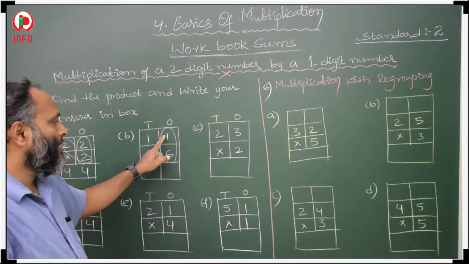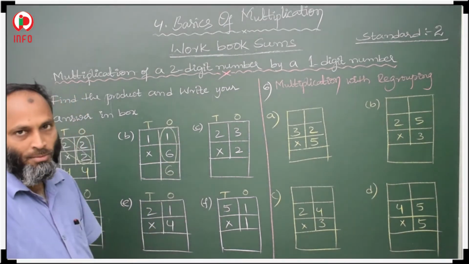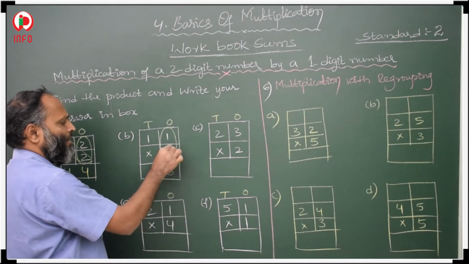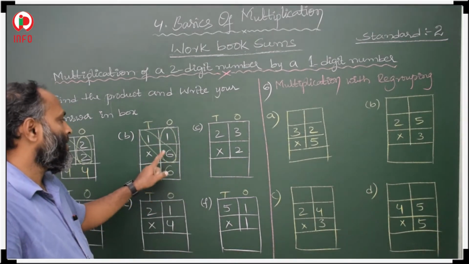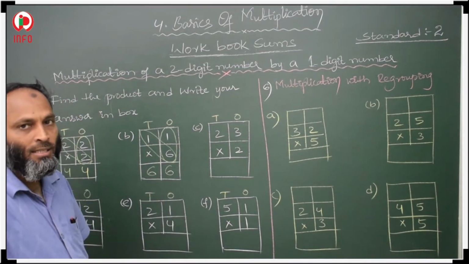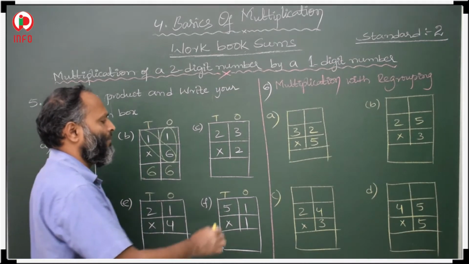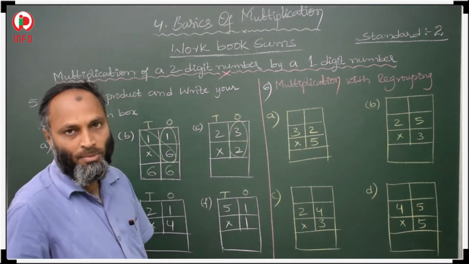The next, here in ones place, first we have to multiply a single digit with ones place. That is 6 ones are 6. The answer we have to write in ones place. And after that, this single digit with tens place value. That is 6 ones are 6. The answer is 66.